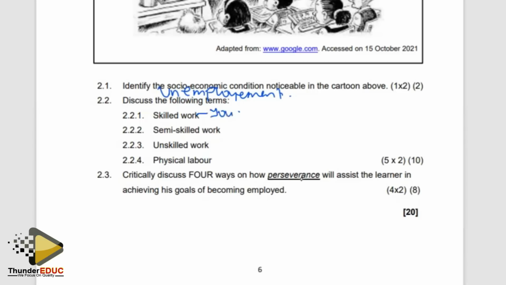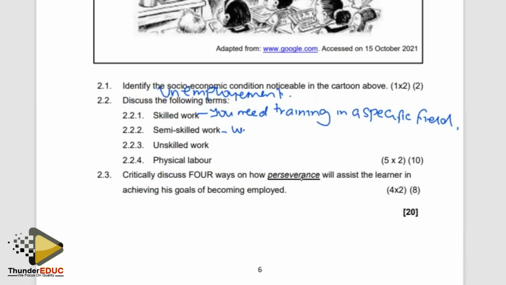You need training in a specific field with skilled work. Then with semi-skilled, workers have some training and have completed one or more courses, or some may be doing training while others have completed their training.